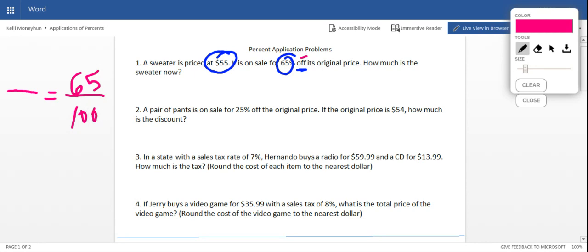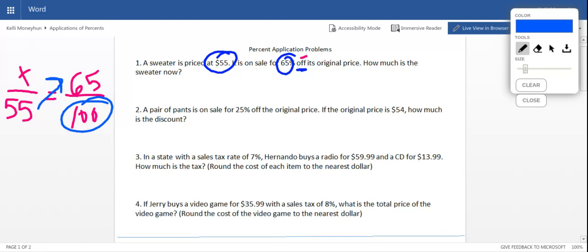Okay. Now, on the left side of the proportion, remember that a new price can go on top, but the original is always going to go over the bottom. Okay, so that 55 needs to go on the bottom, which means our X is here. So the first thing that we do is we are going to cross multiply and then divide by 100.